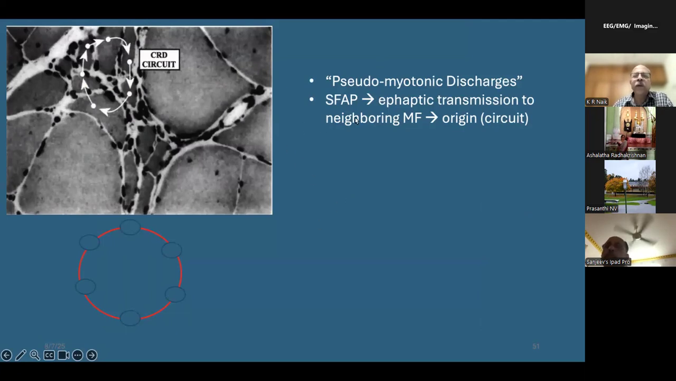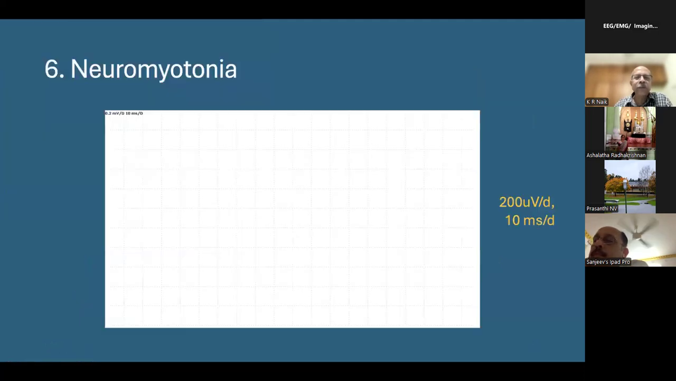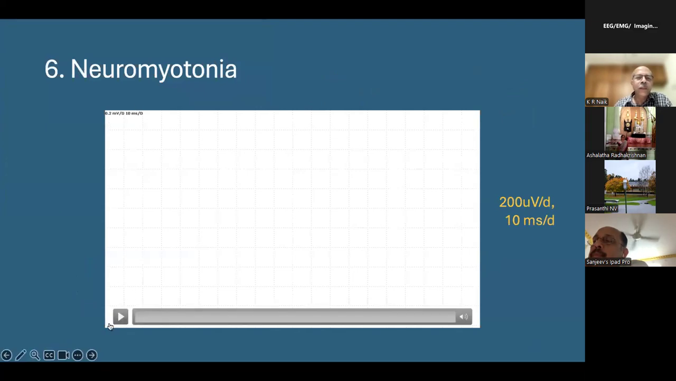The single muscle fiber goes on stimulating the adjacent muscle fibers, and finally the signal comes back to that. So it's called regular firing, abrupt onset and cessation, 30 to 40, it can go up to 50. It can be single spike or polyphasic. Amplitude can go up to 500 microvolts. It's called almost a machine gun sound or jackhammer. It's like a WhatsApp message that you send. It goes on and finally it comes back to you. This is neuromyotonia.